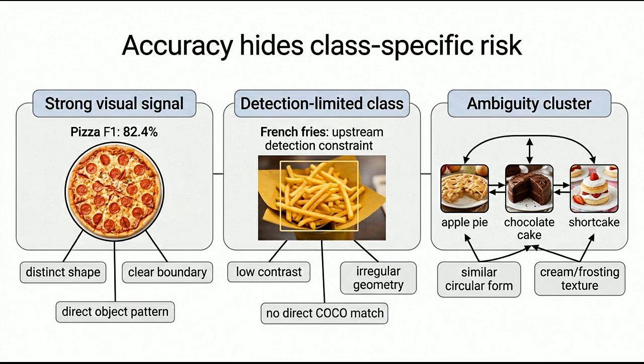The cake family, apple pie, chocolate cake, and strawberry shortcake, creates a different challenge: visual ambiguity. These classes share circular shapes, layered textures, plate presentation, and similar colors. For a business leader, the message is simple: we should not deploy based only on overall accuracy. A safe product needs confidence thresholds, per-class monitoring, and user confirmation when the model is unsure.